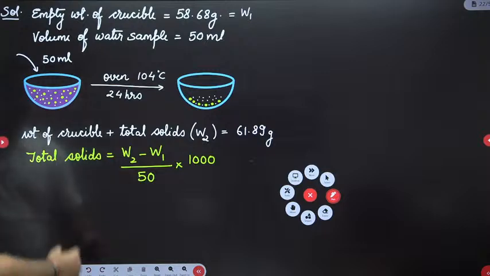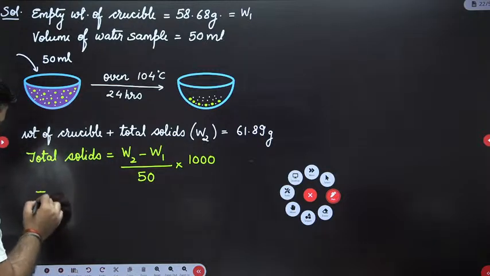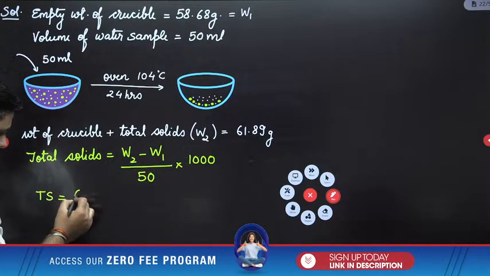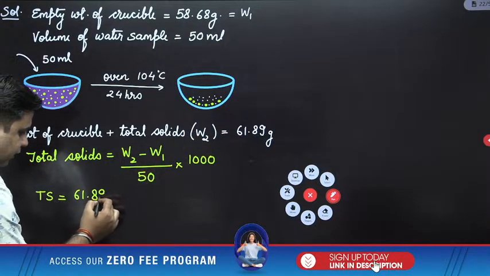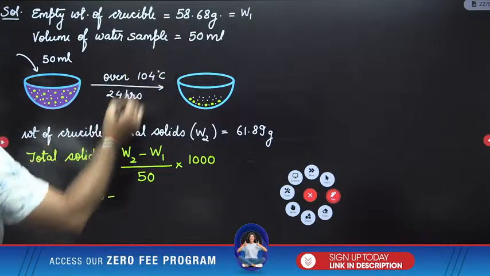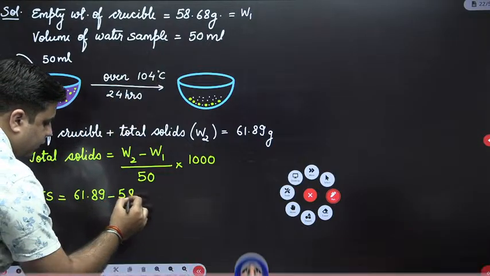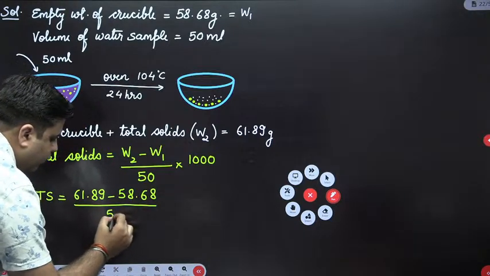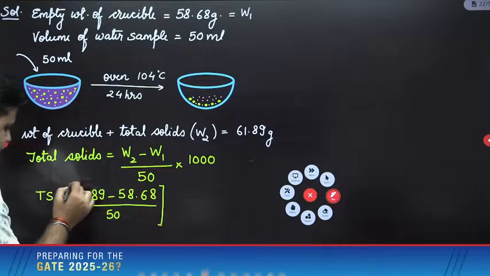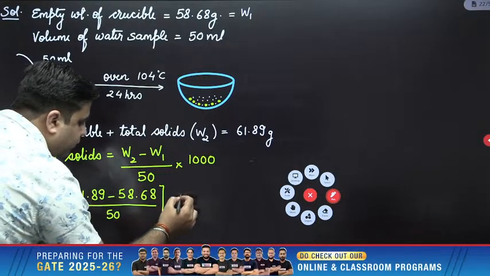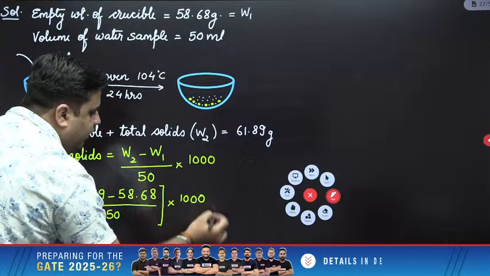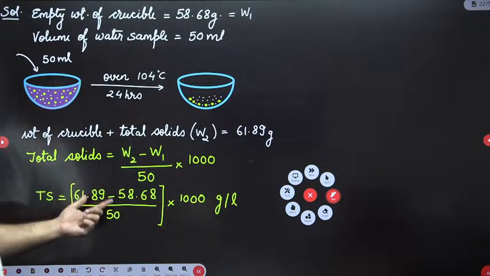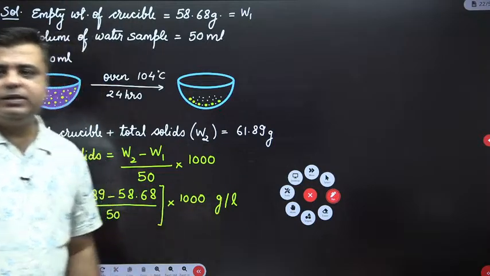Please do the calculation. So total solid concentration TS is equal to W2, which is 61.89, minus W1. W1 is 58.68, divided by 50 into 1000. Please get me this total solid concentration, and this will come out in gram per liter. Please calculate this.